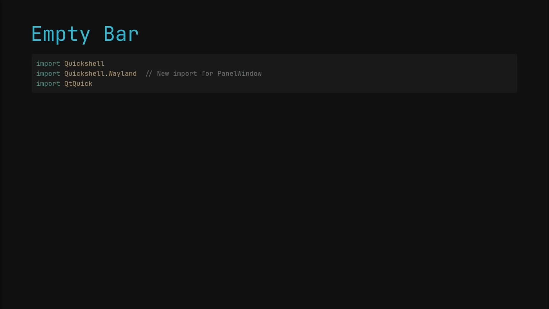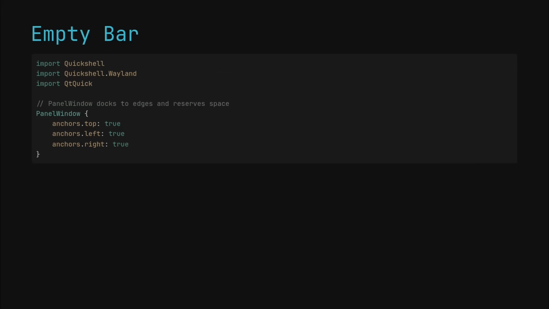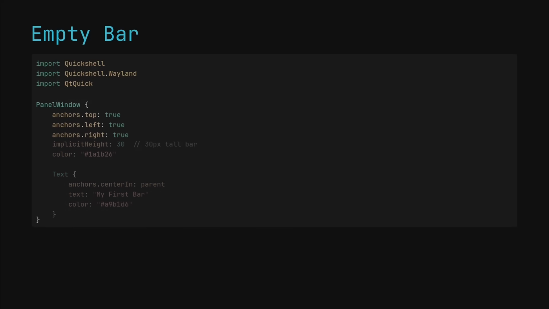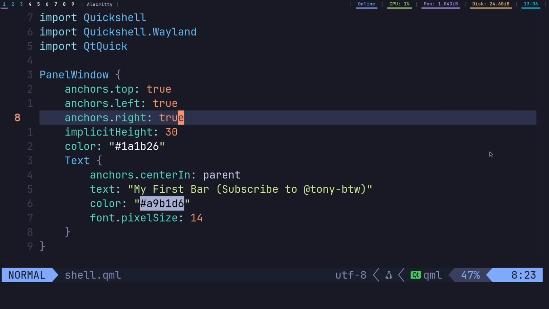So for the empty bar here, we're going to need to import Quickshell.Wayland, and we're going to be using that for PanelWindow, which is our root element instead of FloatingWindow. And since this is Wayland specific, we need this import. The PanelWindow actually docks straight to an edge and allows you to specify that in the settings here. And then adding the implicitHeight here, that's going to give us that 30 pixel tall bar. Obviously we can add the color and the text here. So we can go ahead and save and quit this file here.